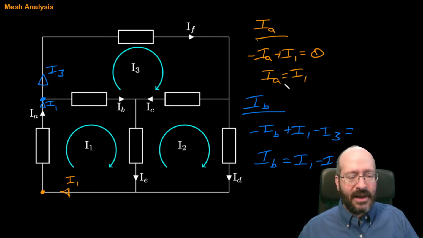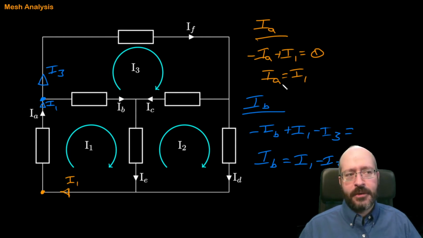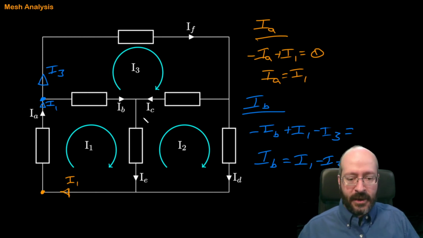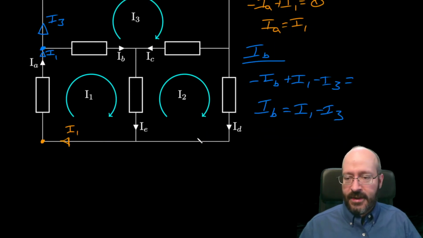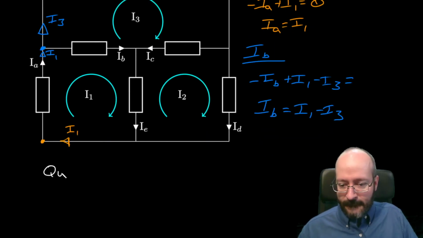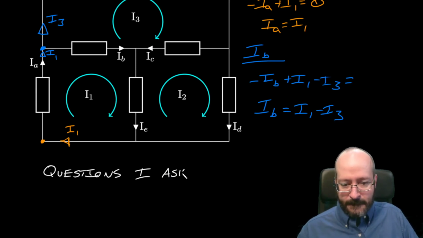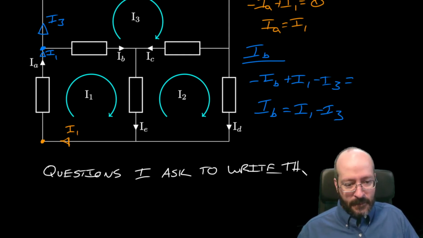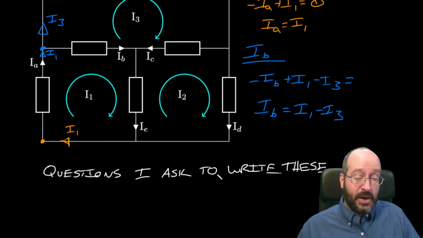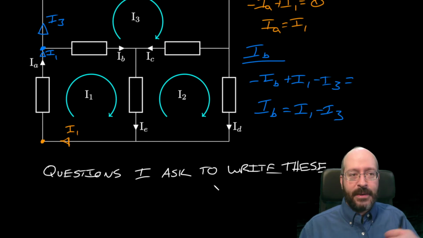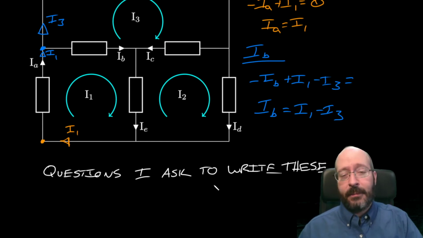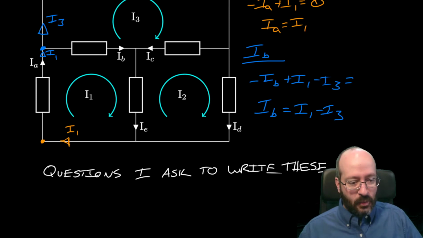IA equals I1. Let's work through the questions and get the right answer for IA and IB, and then let's apply it to the rest of them. Okay, so let me scroll down here, and the questions I ask to write these quickly. And when we're in the classroom, or I'm going to try to do it in live sessions, I try to repeat these questions every time I need to write one, so that repetition makes it stick in your head.